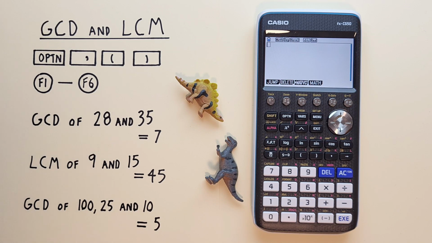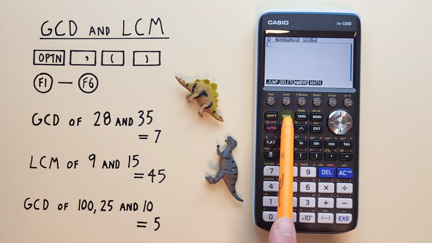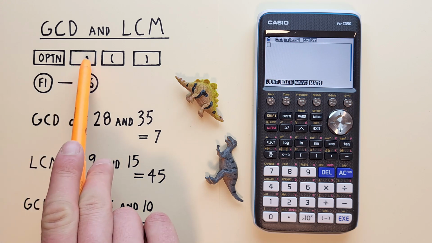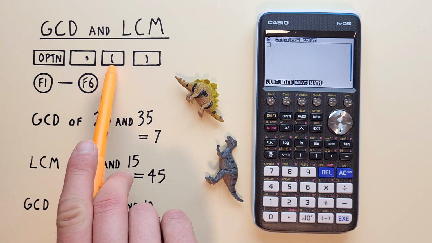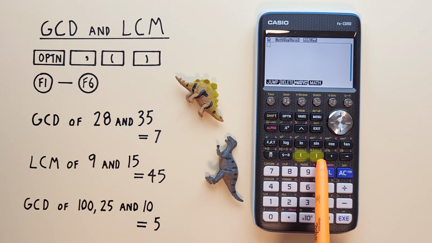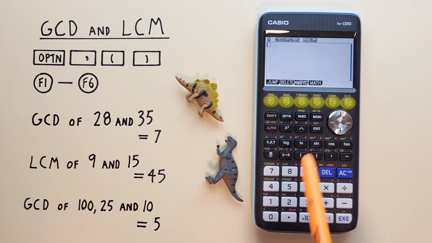To do this, we'll use the Option key that looks like this, located here, the comma key that looks like this, located here, the bracket keys that look like this, located here, and the F1 through F6 keys that look like this, located across the top here.